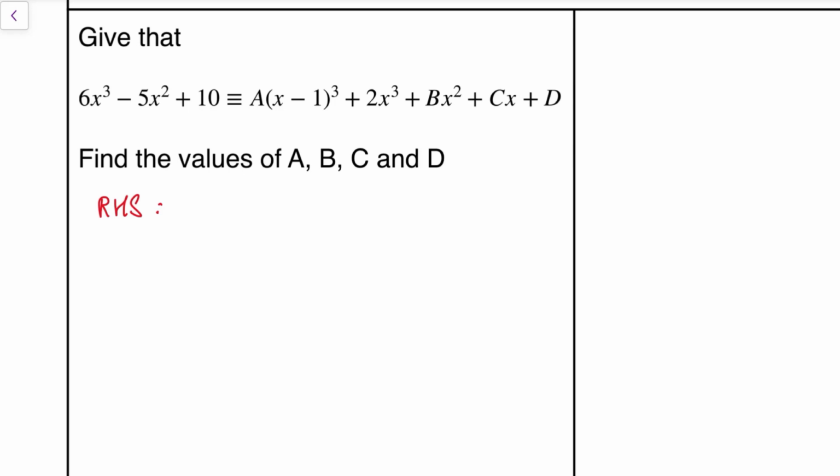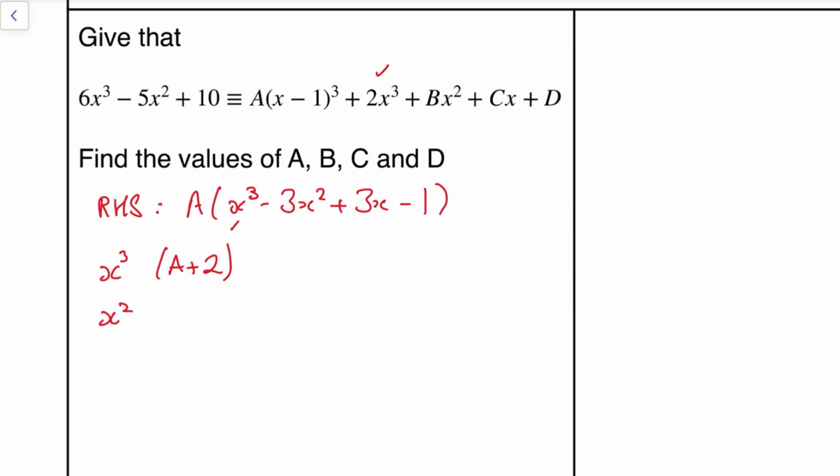Basically I've done Pascal's triangle so many times, I know what this is going to be. So it's going to be a times x cubed minus 3x squared plus 3x minus 1. And then the rest of them are just written out, aren't they? So then it's plus 2x cubed plus bx squared plus cx plus d. So let's actually try and combine these terms. So the x cubed is going to be the a from here and the 2 from here. So it's going to be a plus 2.